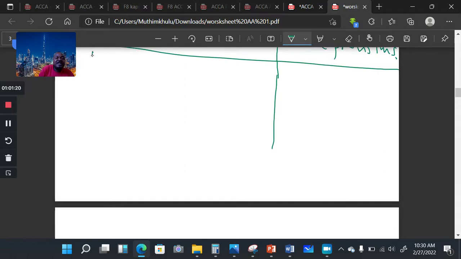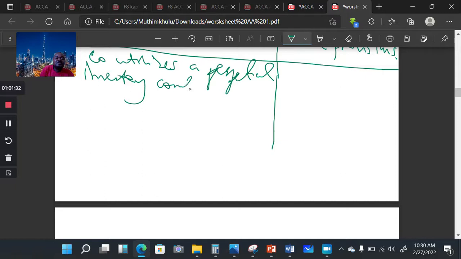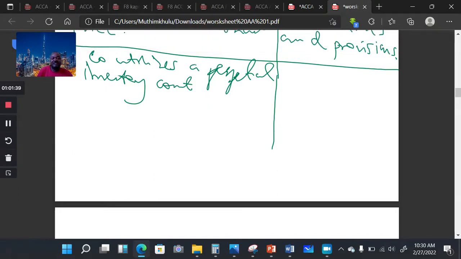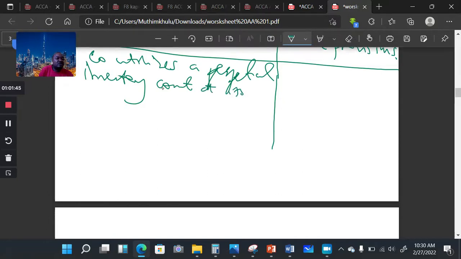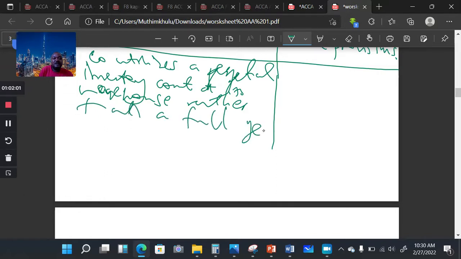Okay, the company utilizes a perpetual inventory count at its warehouse, but it is written in the question. Remember, by identifying, we're just picking things from the scenario. At its warehouse, rather than a full year end inventory count.